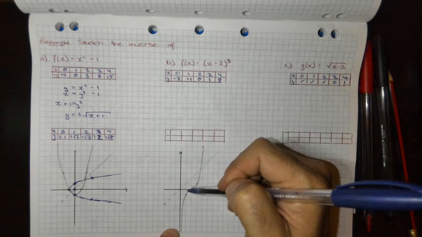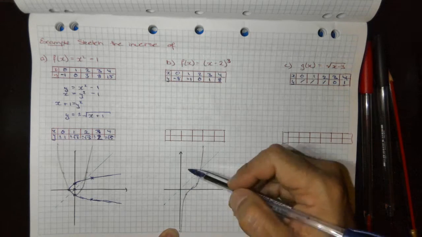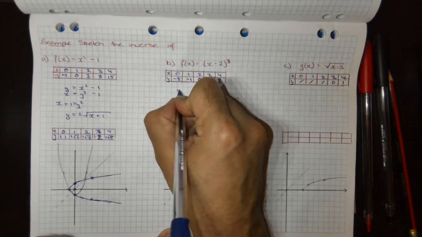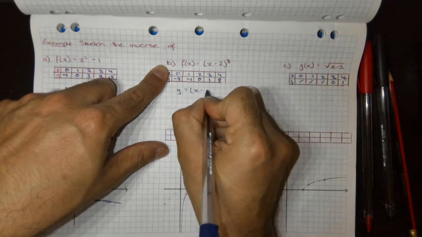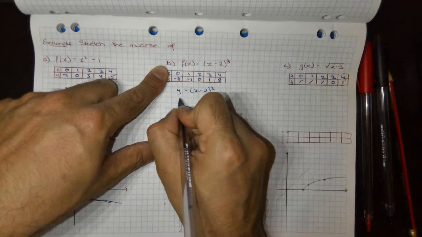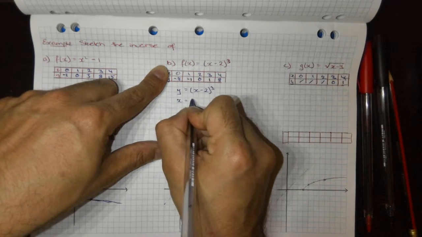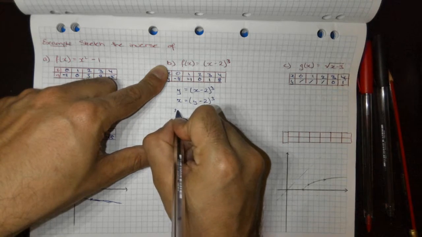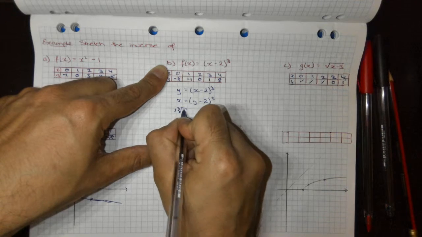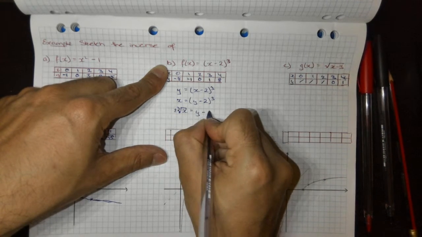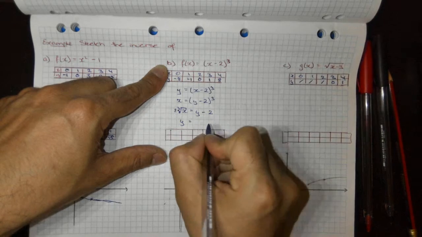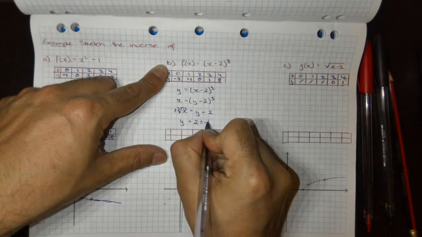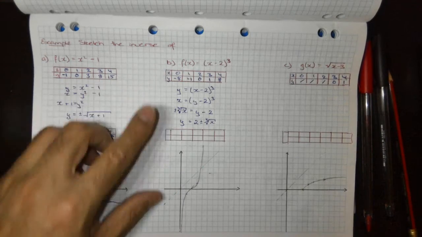Okay, here we have a cubic. It does pass the horizontal line test, so it will create a function. So we're going to go y equals x minus 2 cubed. Swap the pronumerals around, and so plus the cube root of x, y minus 2, so y equals 2 plus the cube root of x.